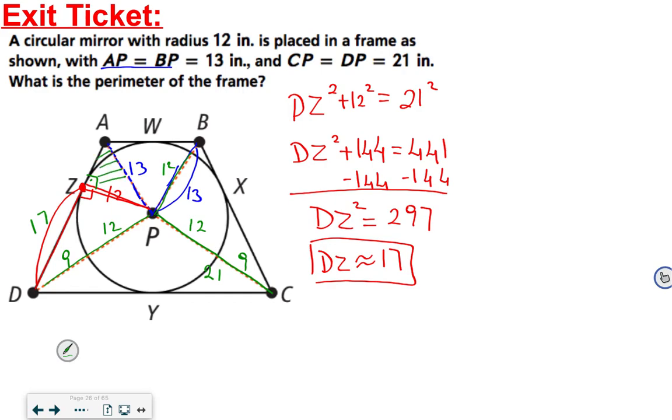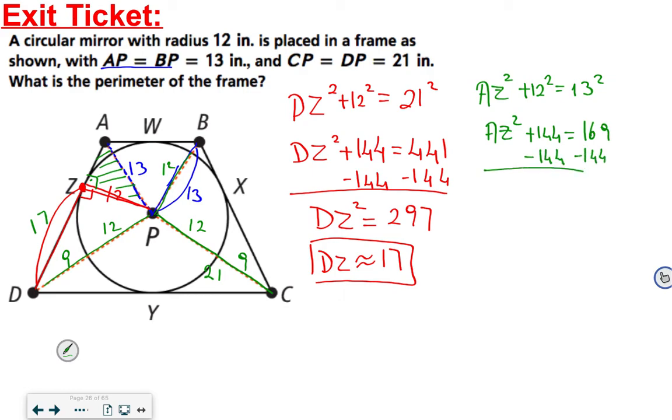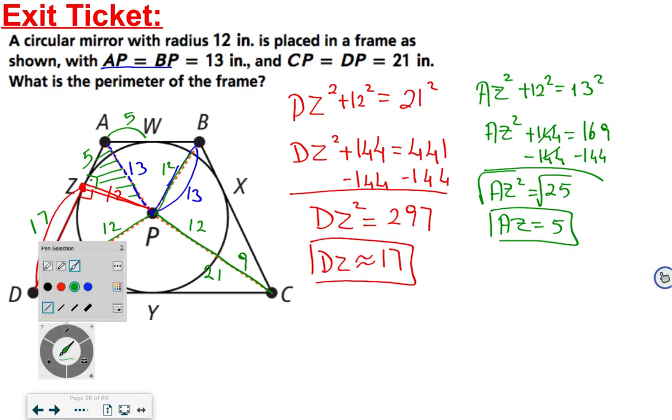Same thing, look at here, ladies and gentlemen. If we use the Pythagorean theorem to find AZ, AZ squared plus 12 squared will be equal to 13 squared. AZ squared plus 144 is equal to 169. If we subtract 144 from both sides, you will get that AZ squared will be equal to 25. And if you take the square root of both sides, AZ will be equal to 5. So this is 5. If this is 5, AW is 5 as well, ladies and gentlemen.